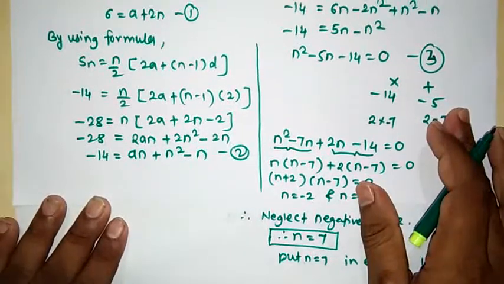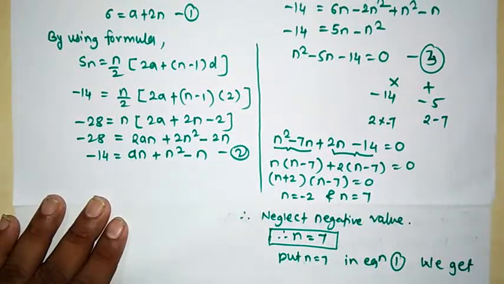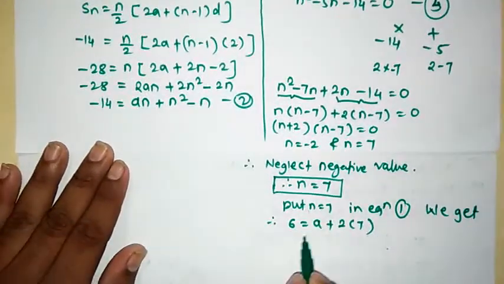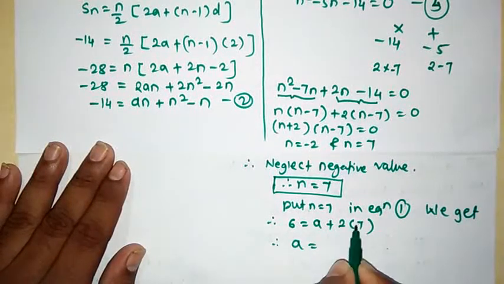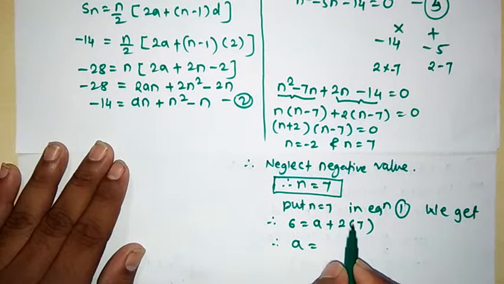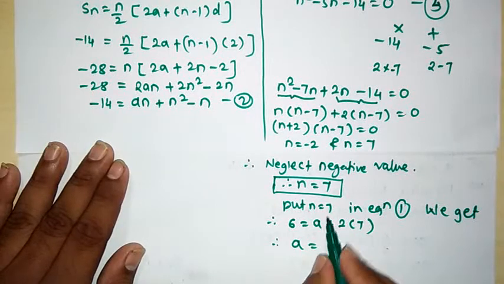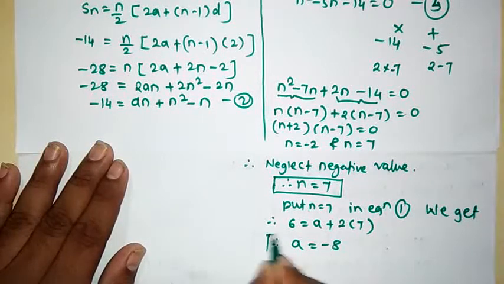See here, equation number 1 is 6 is equal to a plus 2n. Therefore 6 is equal to a plus 2n. 2n means n is equal to 7, we got 2 into 7. Therefore a is equal to, now see here, 2 into 7, 14. Now 14, send 14 towards left hand side. 6 minus 14 is equal to, we will get minus 8. Therefore, we got a is equal to minus 8.